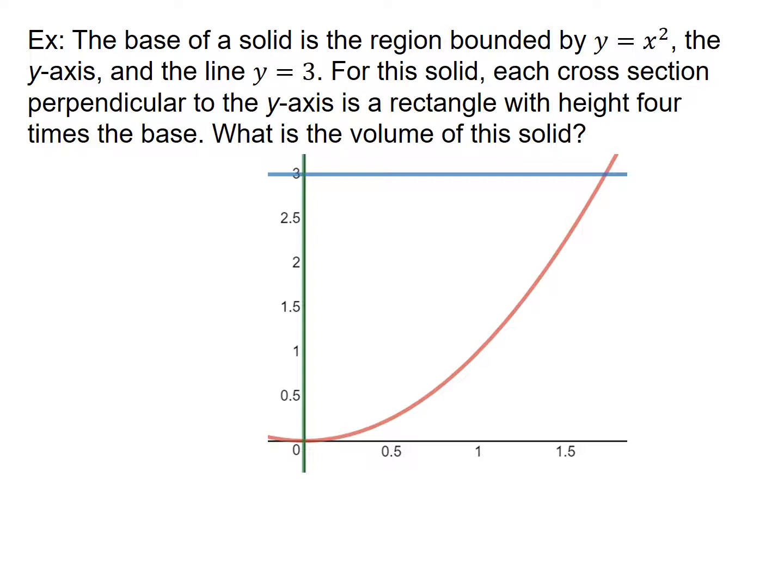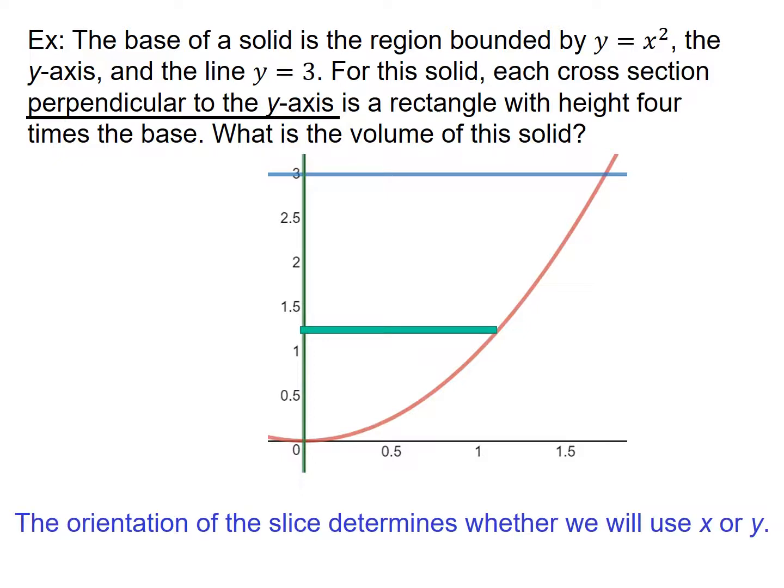So here's that curve y equals x squared. We're looking at the region bounded by x squared, the line y equals 3, and the y-axis. So it's that region up above the curve. And if we sketch a cross-section perpendicular to the y-axis, it would look something like this. And the orientation of this cross-section is what determines if we're using the variable x or the variable y. In this case, the thickness is in the y direction, so we have dy. So everything we're going to use now for writing our volume equation is going to be in terms of the variable y.